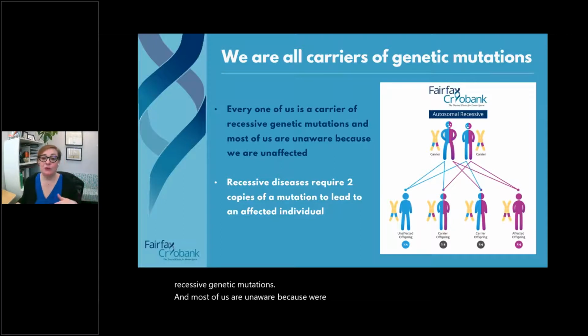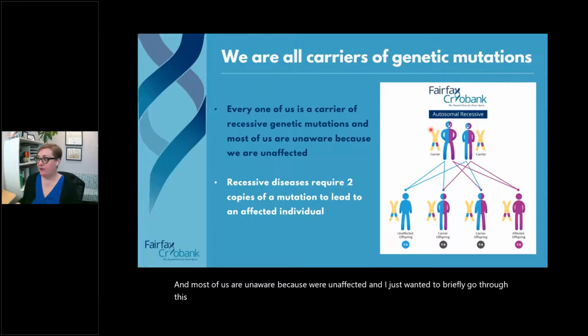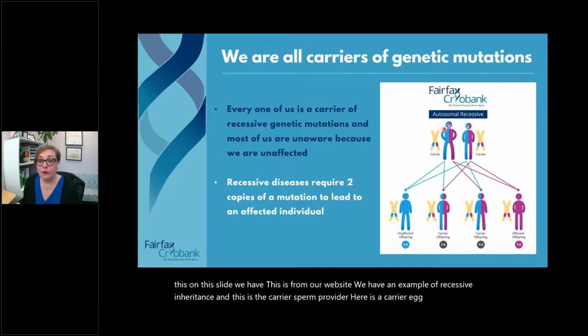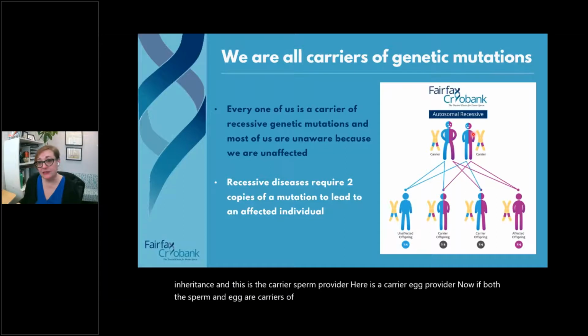I just wanted to briefly go through this. On this slide, which is from our website, we have an example of recessive inheritance. This is the carrier sperm provider. Here is a carrier egg provider. Now, if both the sperm and egg are carriers of the same recessive mutation, there is a 1 in 4 chance that you'll have a totally unaffected offspring, not even a carrier.